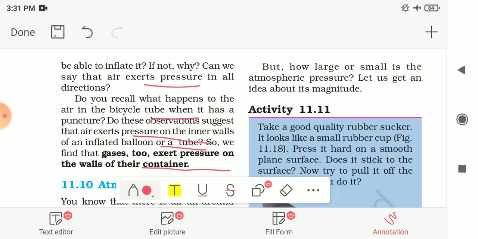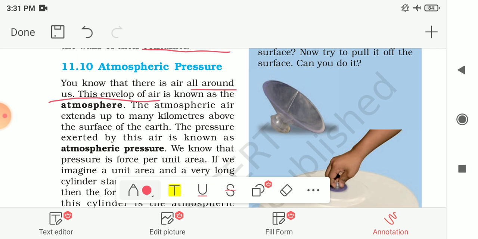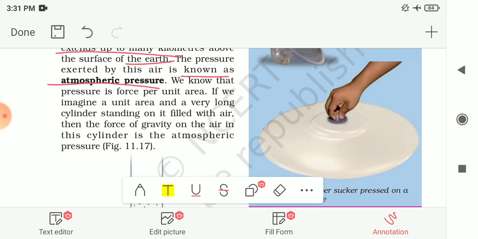Next is atmospheric pressure, which is exerted by the atmospheric air. You know that there is air all around us. This envelope of air, or cover of air, is known as the atmosphere, and it extends up to many kilometers above the surface of the earth. The pressure which is exerted by this air is known as the atmospheric pressure.